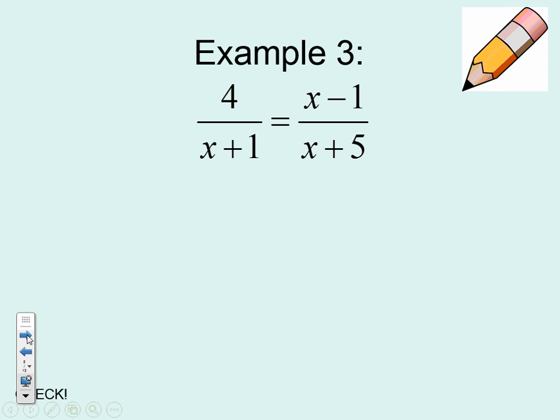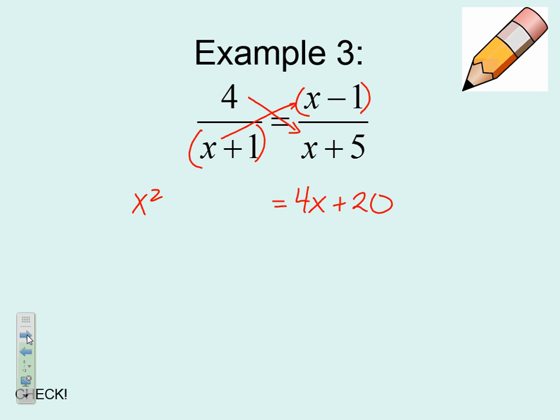Let's take a look at a third example here. We're going to cross multiply and check our solution. So again, cross multiplying. 4 times an x plus 5. Well, 4 times x is 4x. 4 times the 5 is 20. Now x plus 1, that quantity, times an x minus 1. Again, distributing x times x first, x squared. This x times the negative 1, negative 1x. Positive 1 times the x, positive 1x. Positive 1 times negative 1, negative 1.